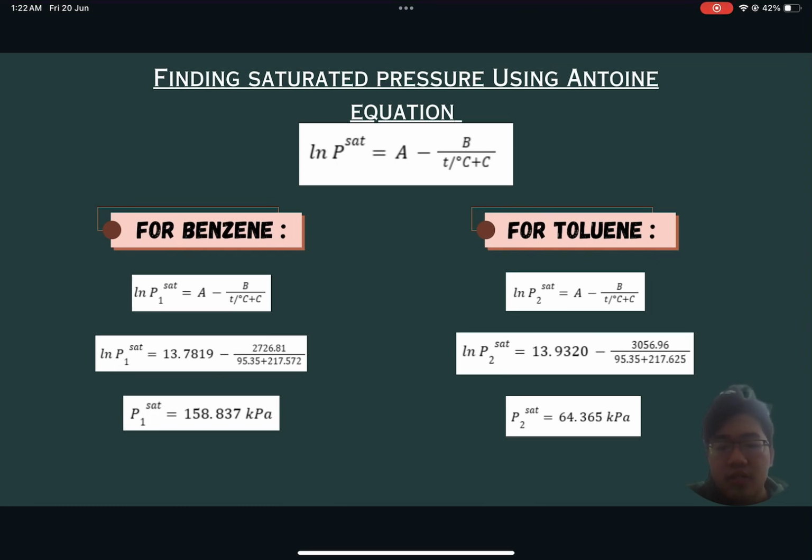Here, we are finding the saturated pressure using the Antoine equation. The constants A, B, and C are found using Appendix B from our thermodynamics textbook. For both benzene and toluene, the Antoine equation is used. Based on our operating temperature of 95.35 degrees Celsius, P1 sat was found to be 158.837 kilopascals for benzene, while P2 sat for toluene is about 64.365 kilopascals.